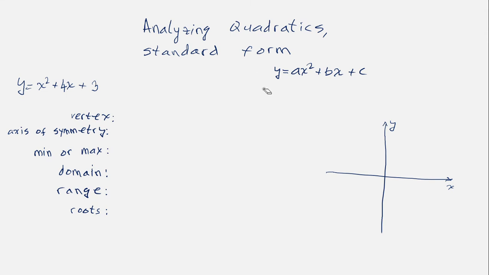Let's analyze a quadratic equation in standard form. Standard form goes like this: y equals ax squared plus bx plus c, where a, b, and c are real numbers. And the only requirement here is that a is not equal to 0, because if a is 0, then x squared is gone, and we don't have a quadratic.